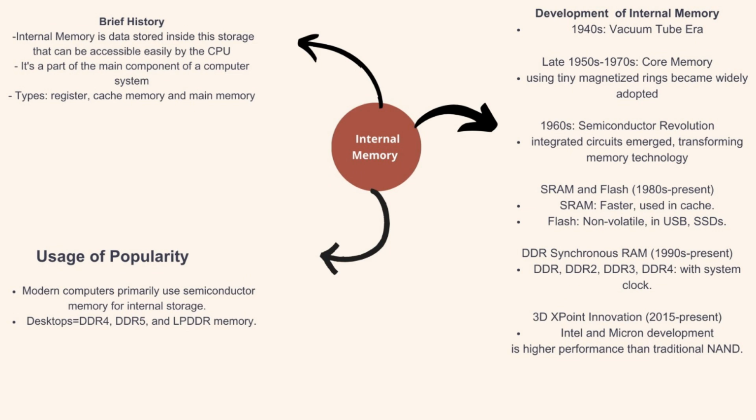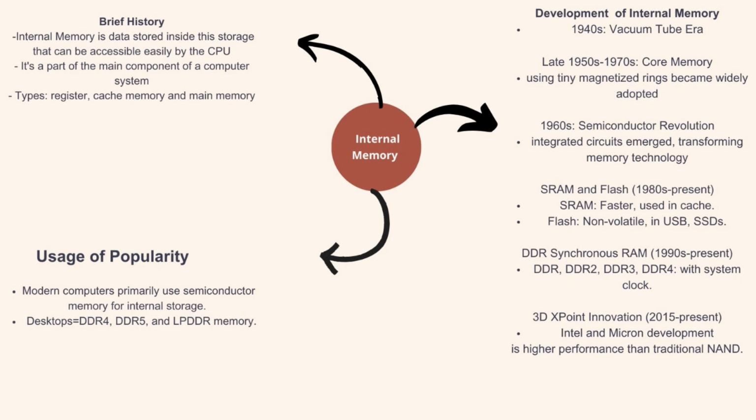Internal memory is a data store inside this storage that can be accessed easily by the CPU while running in the laptop. It's a part of the main component of a computer system. The types are register, cache memory, and main memory. Modern computers primarily use semiconductor memory, especially in internal storage. Desktops are using DDR4, DDR5 and LPDDR memory.